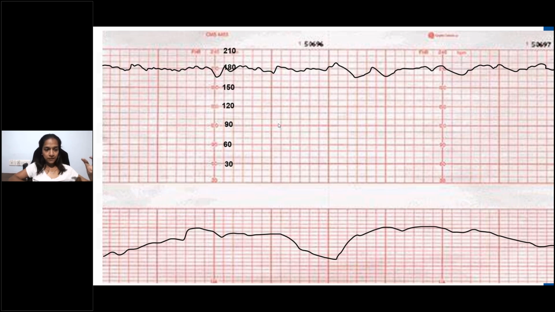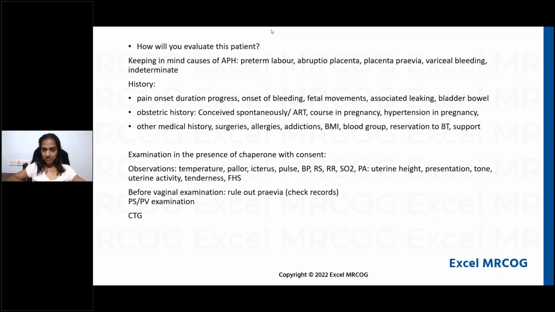So the first question that was put to you was, given the scenario that she's having preterm labor at 36 weeks with bleeding, how will you evaluate? Here you need to keep in mind the causes of preterm labor at this stage because she's having bleeding. It could be just simple preterm labor with excessive show, possible. It could be abruption. It could be placenta previa, which is maybe undiagnosed, which is bleeding. It could be vasa previa, or it could be variceal bleeding, or it could be indeterminate bleeding. Sometimes you have vaginal varices that start bleeding, so it could be from there.